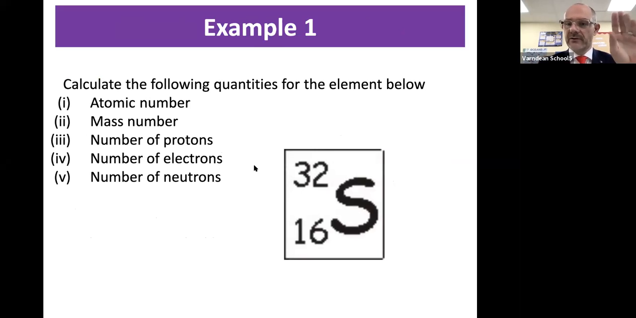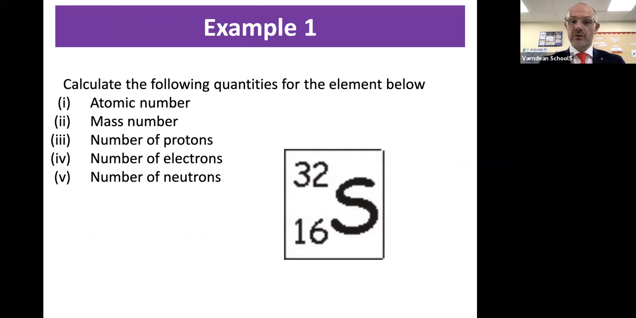There are some questions here. These are just for you to test yourself. If you weren't sure about this, these questions on the slide let you just check. Okay, are you actually able to do this? Okay, so the atomic number is this one down here. It's the small number. The mass number is this one up the top. It's the bigger number. Number of protons is 16. Number of electrons is 16. And the number of neutrons is the small number taken away from the top number.